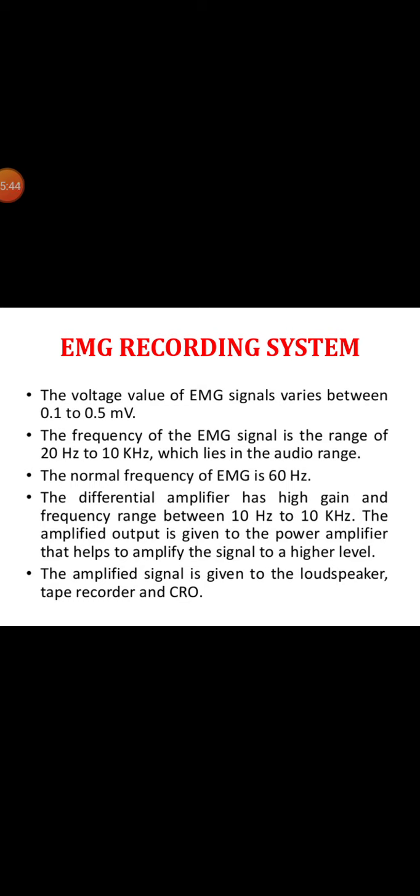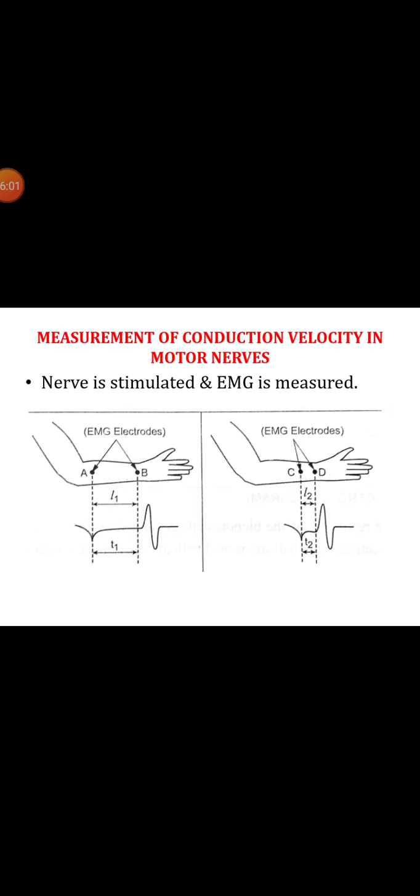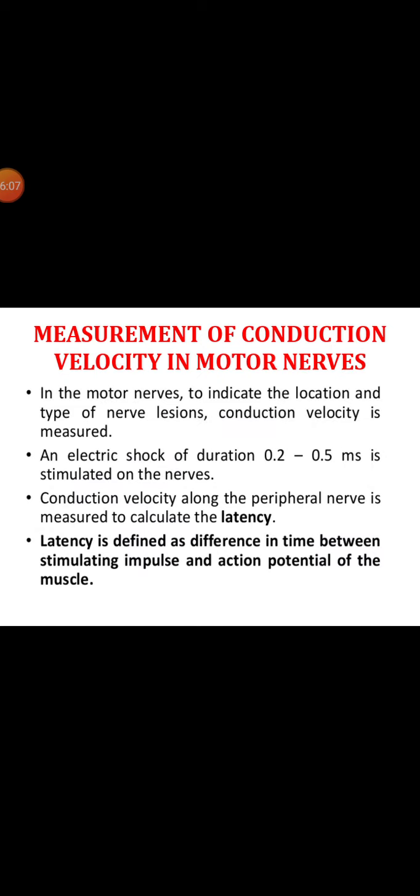The differential amplifier should have a high gain over 10 Hz to 10 kHz. The amplified signal is given to the power amplifier that helps to amplify the signal to a higher level. As I said earlier, the amplified signal may be given to a loudspeaker, tape recorder or a CRO. This diagram shows how the nerve is stimulated and the EMG is measured.